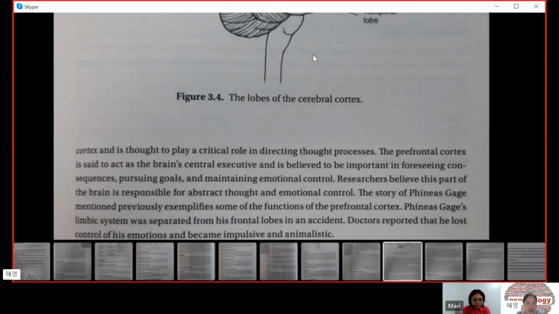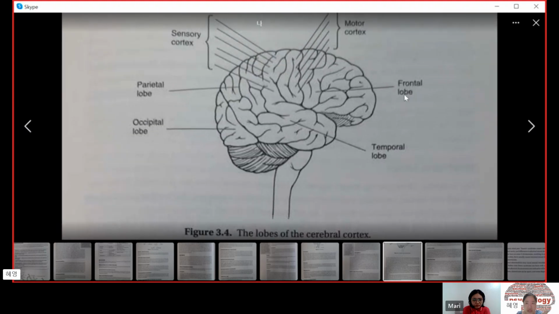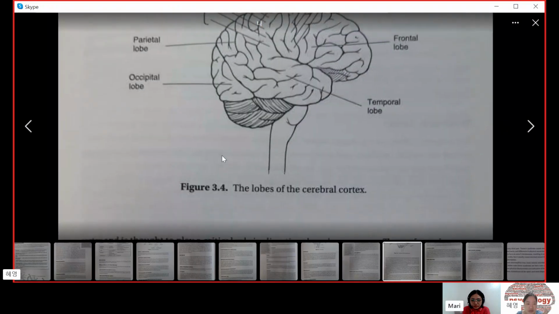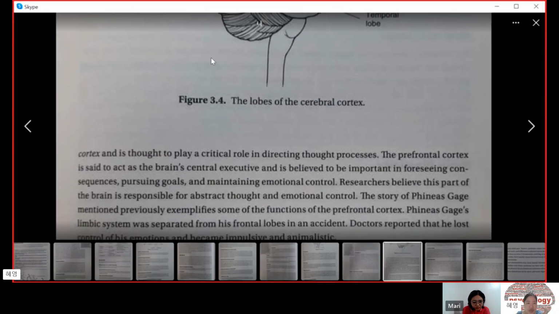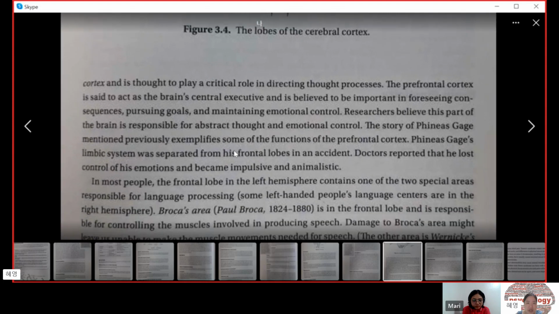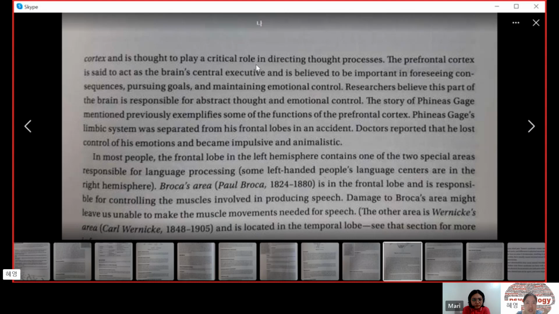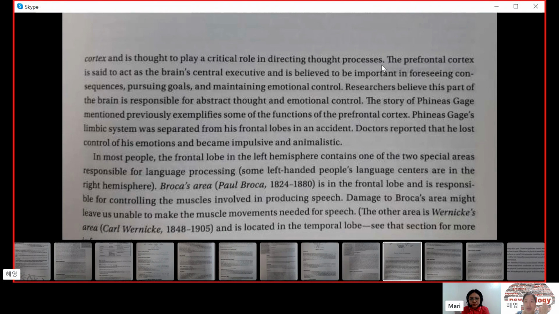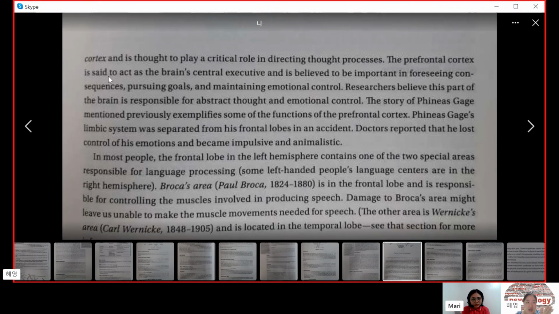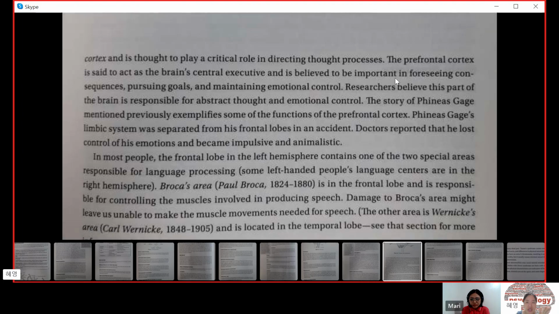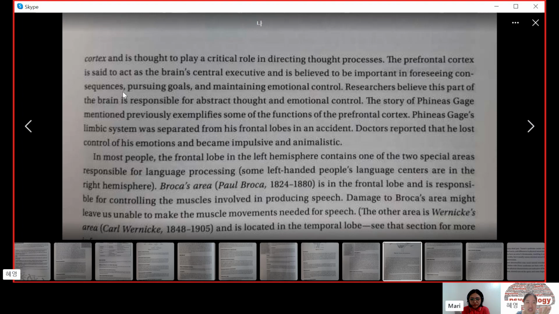So this prefrontal cortex, the prefrontal lobe here, is thought to play a critical role, and is really important in directing thought processes. The prefrontal cortex is said to act as the brain's central executive and is believed to be important in parsing consequences, pursuing goals, and maintaining emotional control.